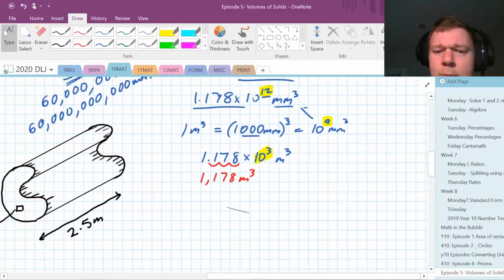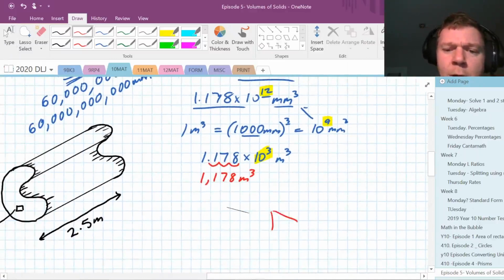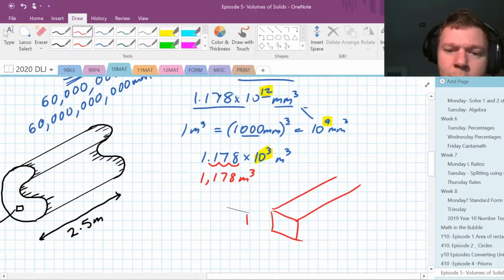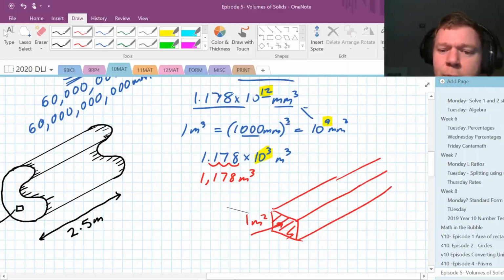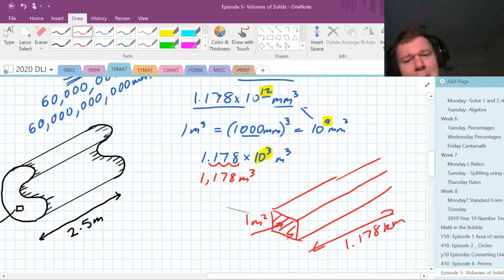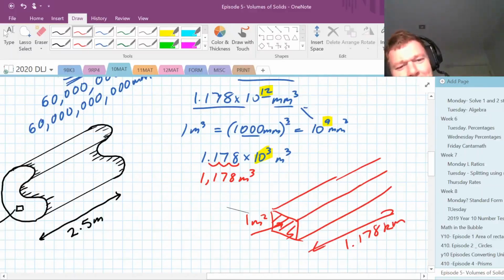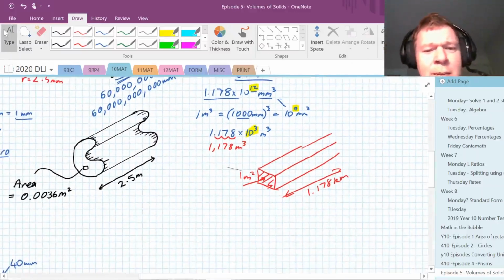So that's like if you had a box and it was 1 meter squared on the front, and that box went for 1.178 kilometers. So it's fairly big volume. Hopefully that helped you perceive it.